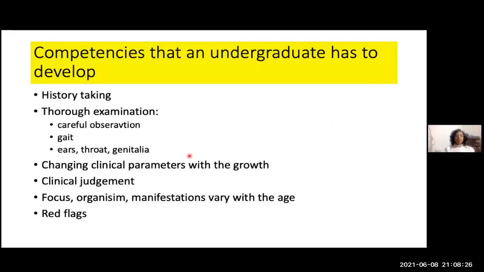So coming back to my previous slide, the competencies that you need to develop are extremely important to make you confident to evaluate children. Right? So going through again, you have to develop your skills in history taking, extracting information that is necessary for you to come to a clinical judgment. Your examination includes careful observation even before touching the child, right? And your knowledge of the changing clinical parameters according to the growth of the child is important for your clinical judgment.